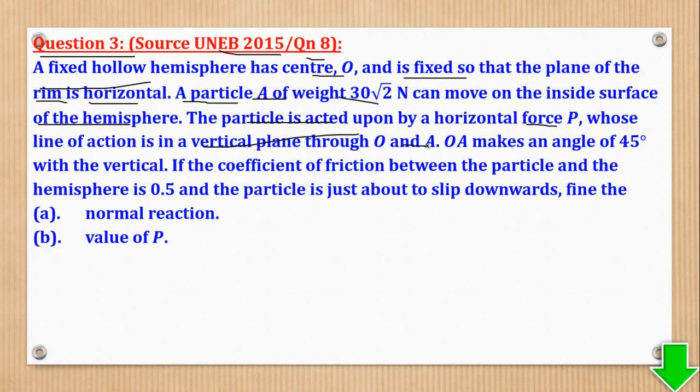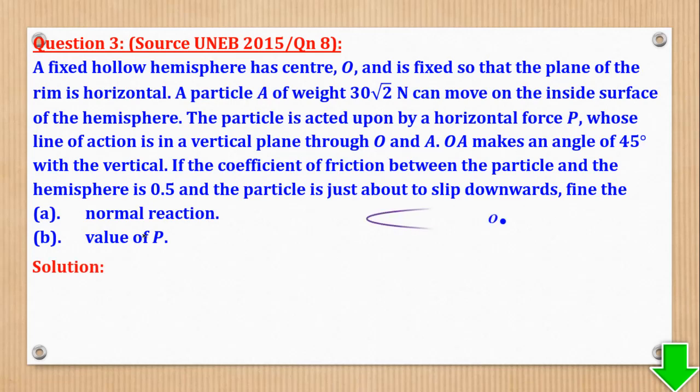OA makes an angle of 45 degrees to the vertical. If the coefficient of friction between the particle and the hemisphere is 0.5 and the particle is just about to slip downwards, find the normal reaction and the value of P.